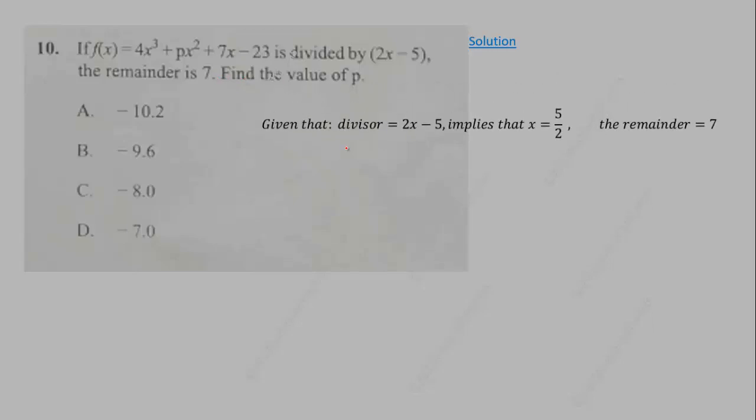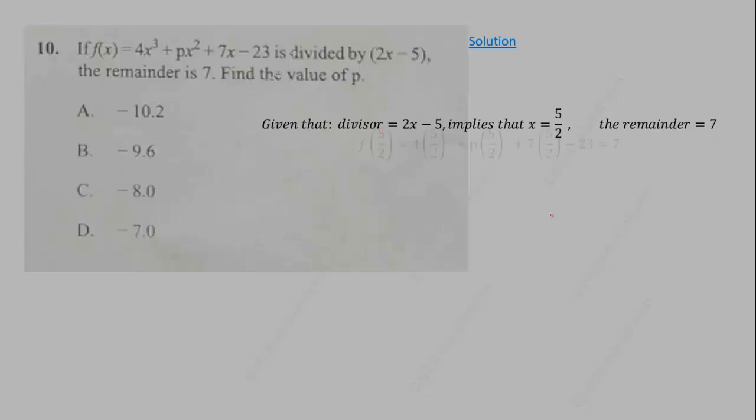So we have the divisor to be 2x minus 5, which means that x is equal to 5 over 2. That is when we set this equal to 0. Then we're given the remainder to be 7.